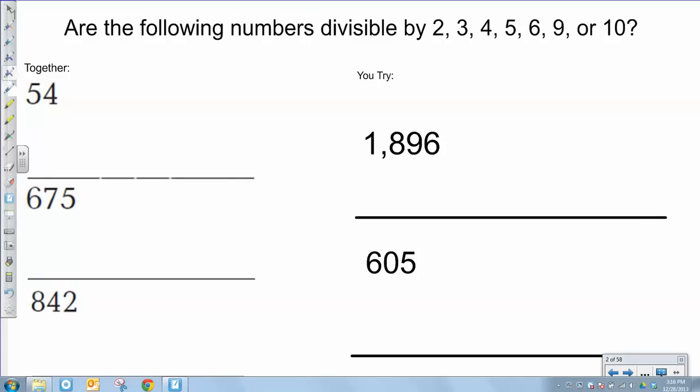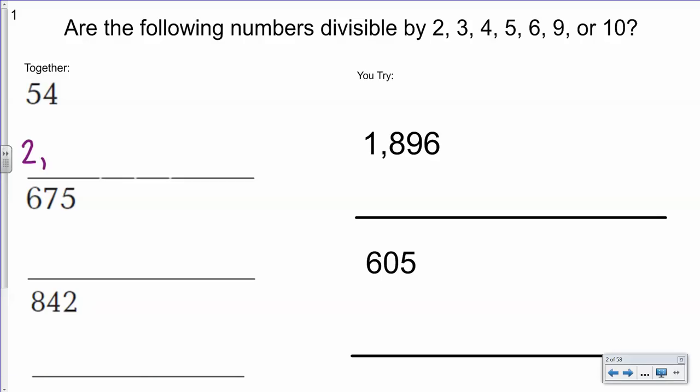All right, so let's do a couple together. I'm just going to use my list here. It's an even number, so it's divisible by 2. For 3, I add up my digits, so my digits equal 9. 9 is divisible by 3, so I got to put a 3 down.